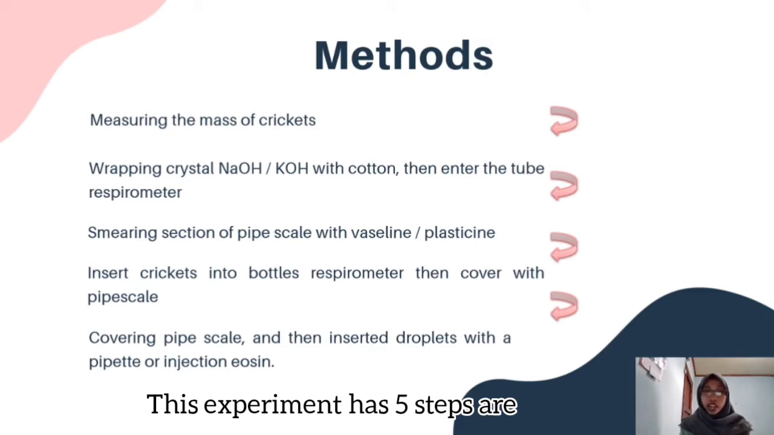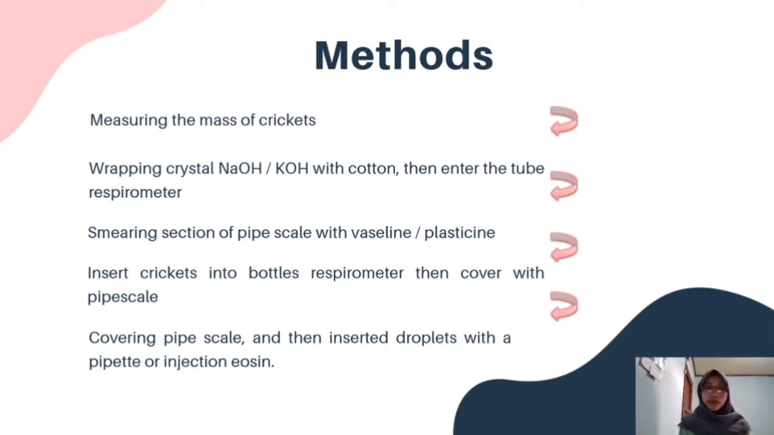This experiment has 5 steps. First, measuring the mass of the crickets. Second, wiping crystal NaOH or KOH with cotton, then entering it into the respirometer tube. Third, smearing the section of the pipe scale with Vaseline or plasticine. Fourth, inserting the cricket into the respirometer bottle, then covering with the pipe scale. And fifth, covering the pipe scale and then inserting a droplet of eosin with a pipette or injection.